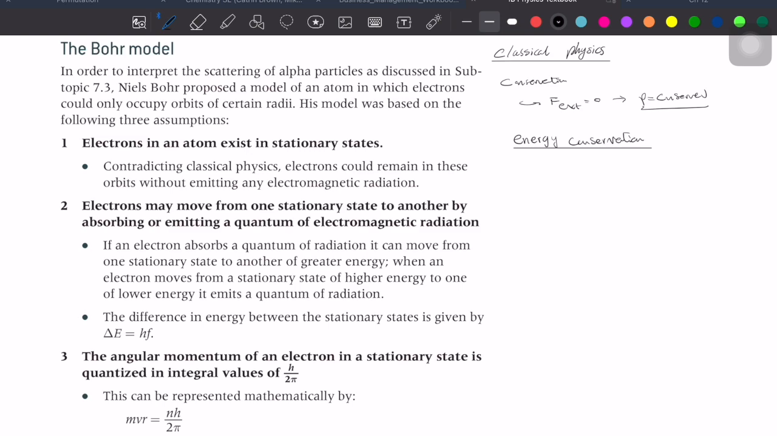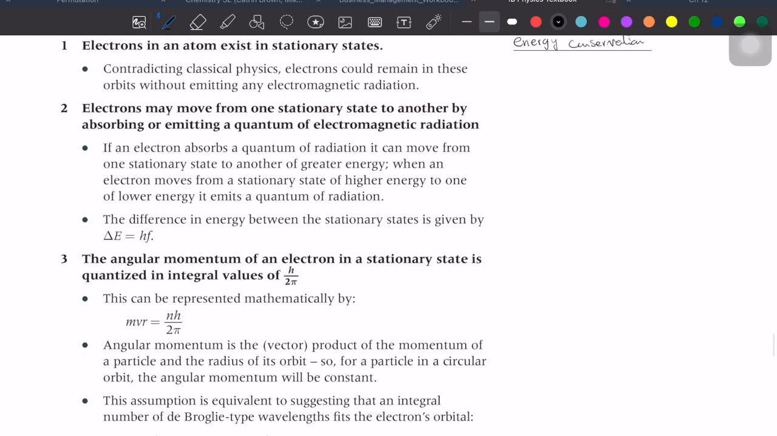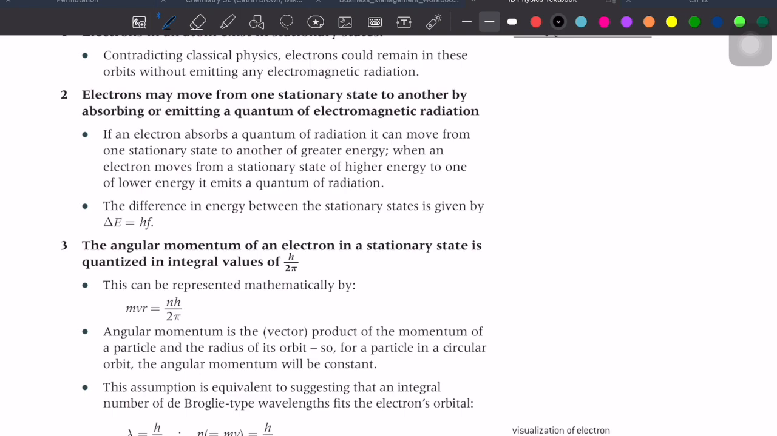Firstly, electrons in an atom exist in stationary states. Secondly, electrons may move from one stationary state to another by absorbing or emitting a quantum of electromagnetic radiation. And thirdly, which is the most important one, the angular momentum of an electron in a stationary state is quantized in integral values of h over 2 pi. Now I'm going to talk about this third assumption as I find it really essential.